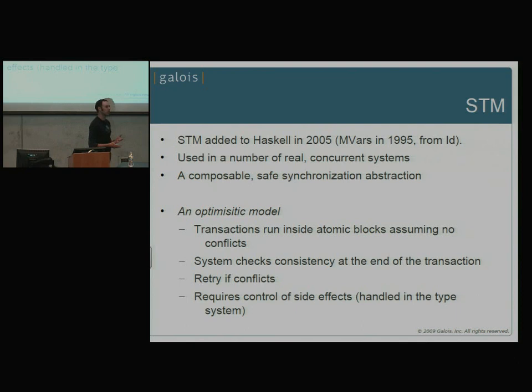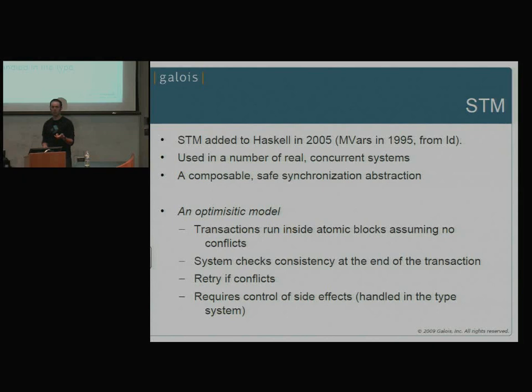It's an optimistic model. So you write this thing assuming you're not going to have any contention and you're always going to complete, and then you let the system check that you were indeed the only person that had access to those variables during the run. The system's going to retry it for you. And again, it requires control of side effects, because if I'm running a transaction that accesses some shared memory and I also write to disk and then the runtime says I need to retry that computation, I've just rerun my side effects and I've launched my missiles twice. So again, parallelism and concurrency need control of side effects. So ruling it out by default was a good idea.